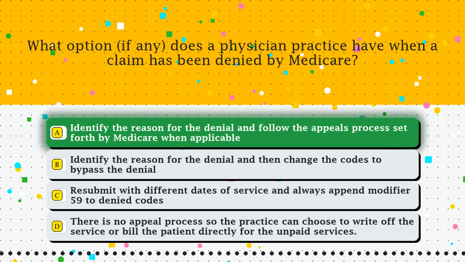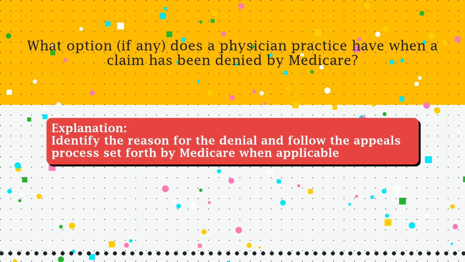The correct answer is option A. Identify the reason for the denial and follow the appeals process set forth by Medicare when applicable.